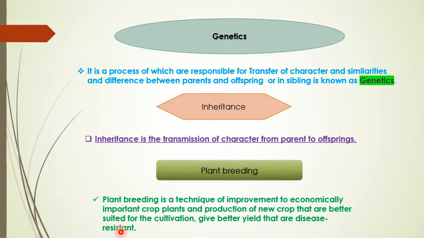So crop fertility means the crop produces a new crop which is better than the previous one, and disease resistance. There are no insecticides or pesticides present that harm that crop. So this process which we study in plant breeding helps in agriculture, for making better crops for human beings as well as animals.